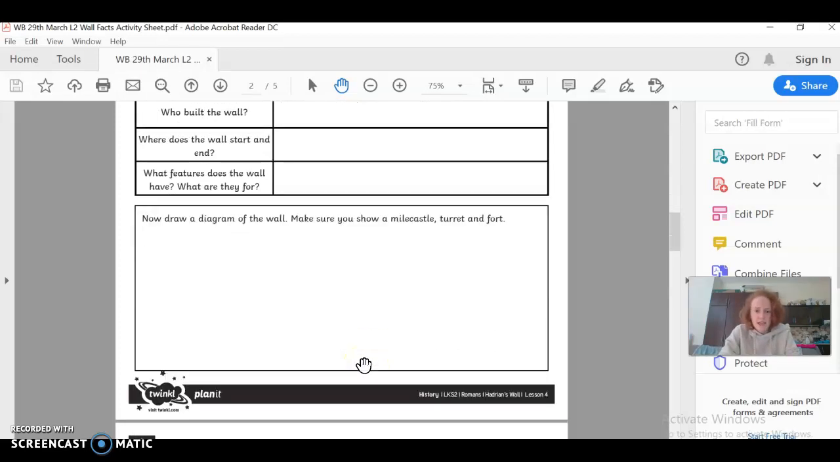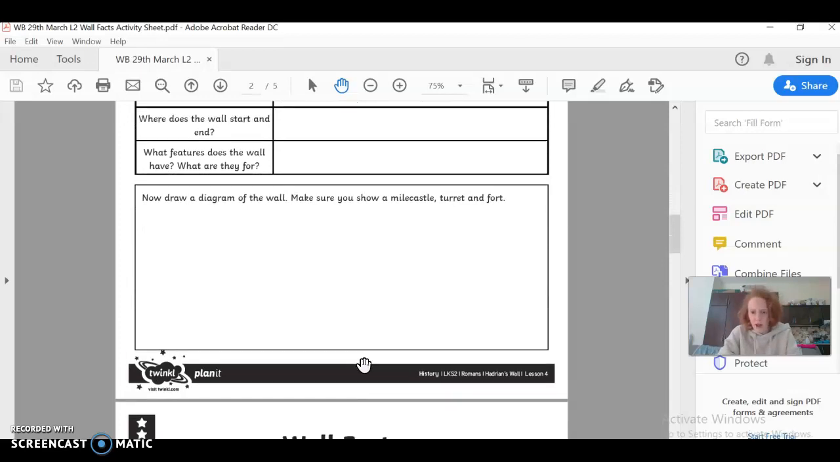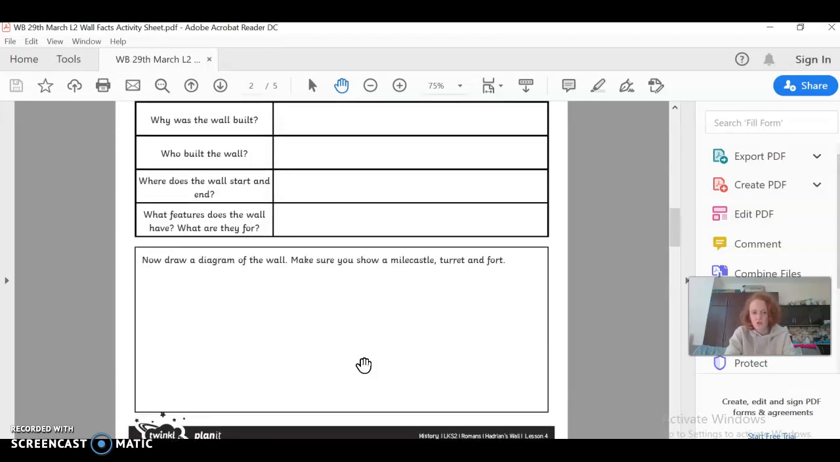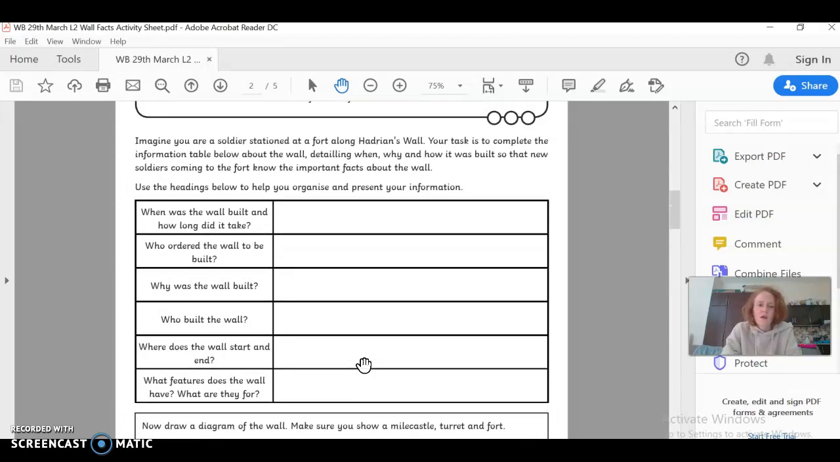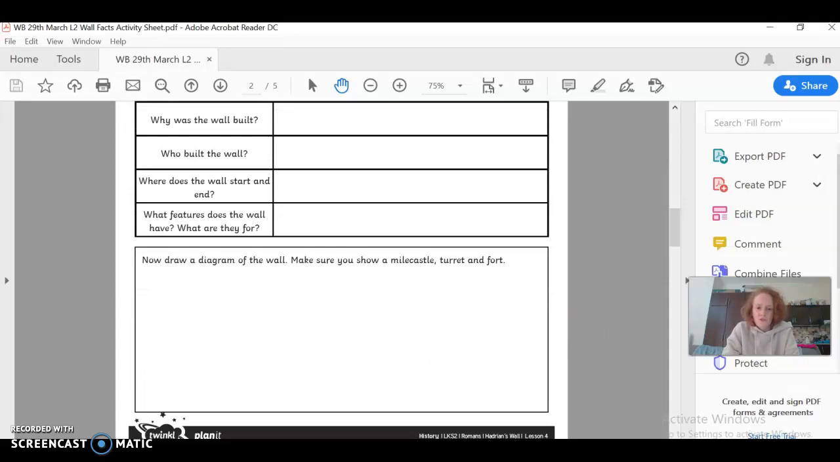All right, and the second part here: now draw a diagram. A diagram is a simplified drawing. It means it doesn't have to be very detailed, it just has to be very simplified. Make sure you show a mile castle, turret, and a fort. So just a simple drawing, you can add color. I'm going to leave it up to you completely, the way you want to do it. But just draw a diagram, a simplified drawing, and you can do some labeling if you want. You can add any information to it you want. Surprise me. All right, so that's it.